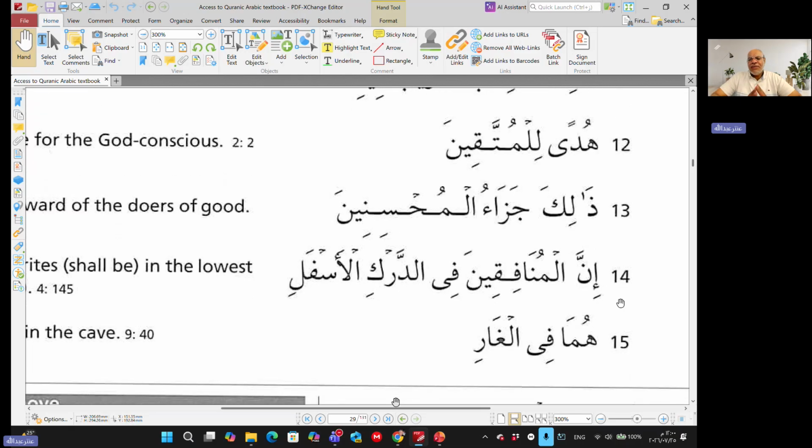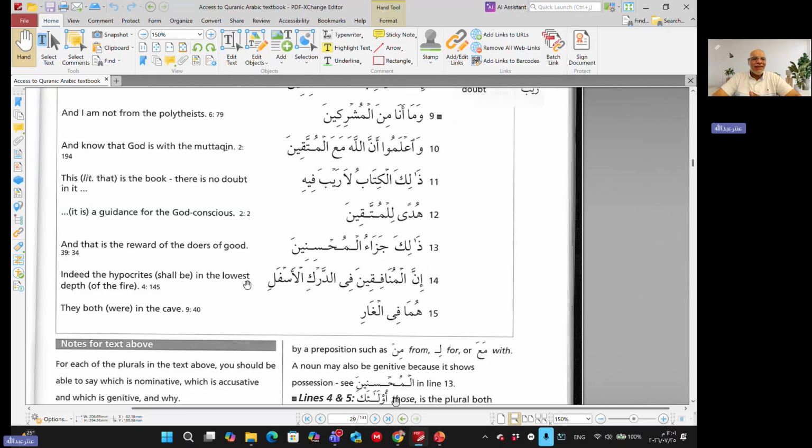Now number 14, Sheikh Ahmed. إن المنافقين في الدرك الأسفل. Which word is the plural? Where is mu'minina? We don't have mu'minina here. Munafiqeen, yeah. The whole ayah is about those who are munafiqeen. Why do you get the mu'mineen here? And I said that they are in the lowest level of Jahannam. So why do you get the mu'mineen?